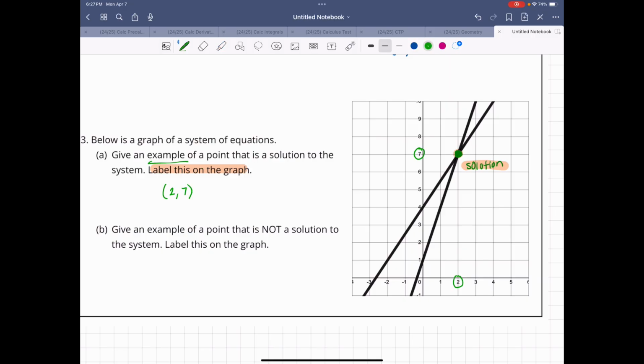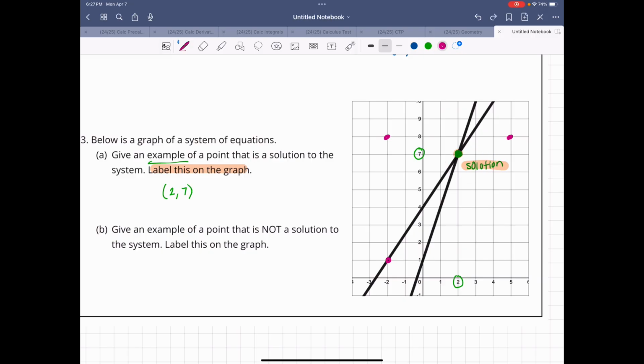Part B asks, what is not a solution? Well, there are so many options that you can choose from. I can choose this point, this point, or this point. All of these points are non-solutions because they're not the place where the two lines intersect. So it doesn't really matter which one you choose, as long as it's not this one.